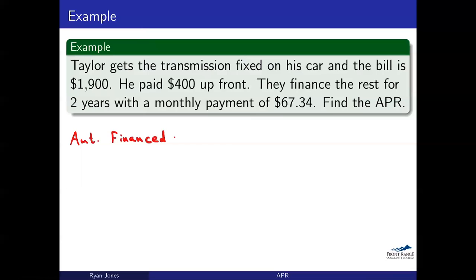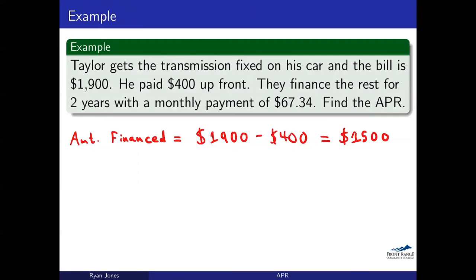That's going to be how much he has to pay from day 2 onward. It's how much he's borrowing to pay for this. And so that's just going to be the $1,900, the price of fixing the transmission. And then I'm going to take off the $400 that he paid on day 1 to find out that he owes $1,500 more. And that's what he's going to borrow. He's going to take out a loan to pay this $1,500. So to pay this $1,500, he finances that over 2 years with a monthly payment of $67.34.